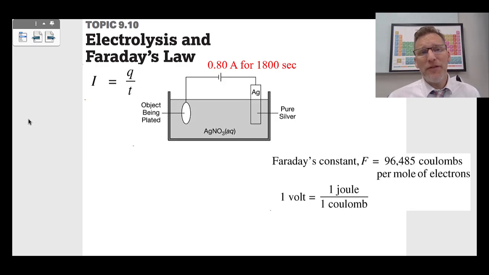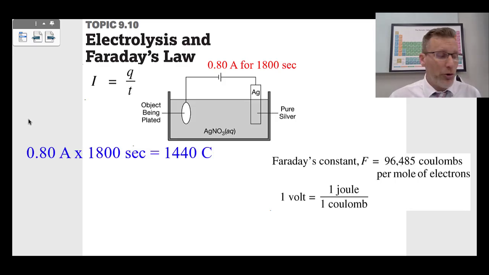And last but not least, we have topic 9.10, which is electrolysis and Faraday's law. That uses the equation on your equation sheet: I equals Q over T. I is the amps, T is the time in seconds, Q is the charge. So if we were given 0.8 amps for 1800 seconds, we multiply that to find our Q, or our charge. Our charge here, if you do that on your calculator, is 1440 coulombs.